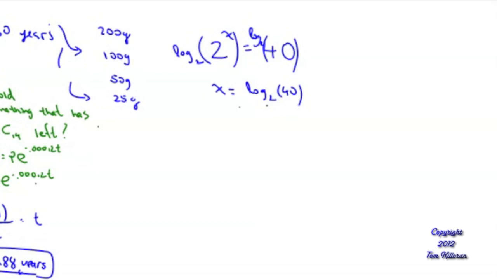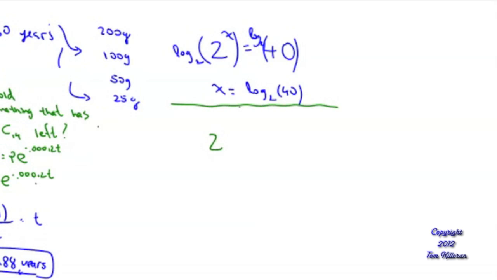The problem is that I don't know what log base 2 of 40 is equal to. You can't type it into your calculator because your calculator only does base 10 and base e. It doesn't do log base 2. Fancy calculators do. You can change the base in the calculator. So you can't do it that way.